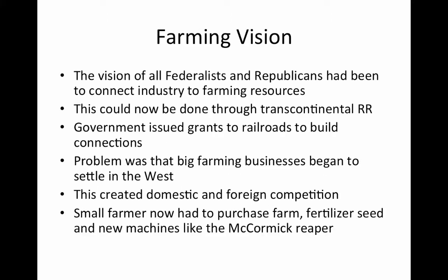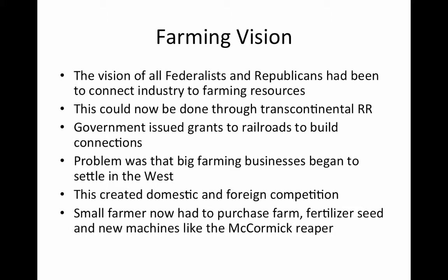The farming vision. The vision of all Federalists and Republicans, these were the major factions at the beginning of the country, had been to connect industry to farming resources. This could finally be done through the Transcontinental Railroad. The government issued grants to railroads to build these connections.